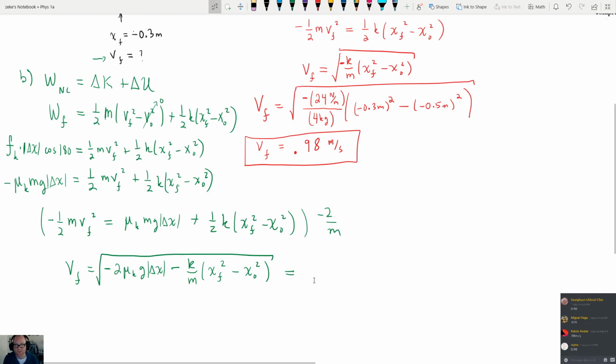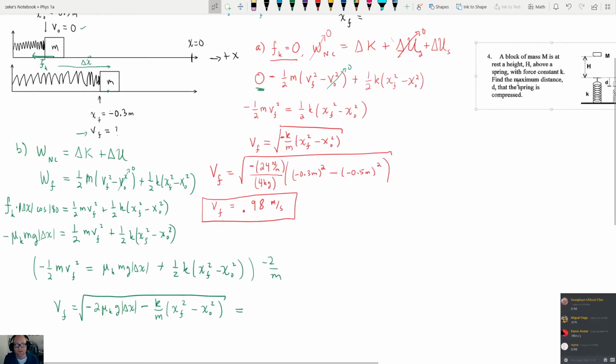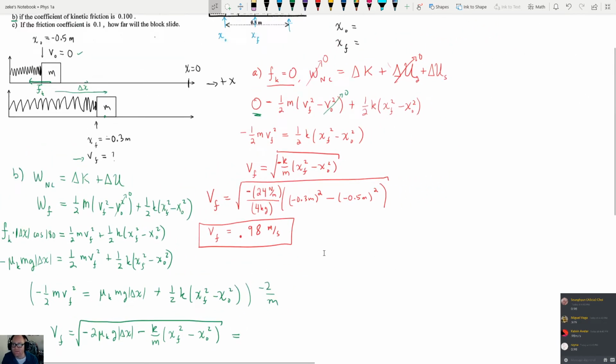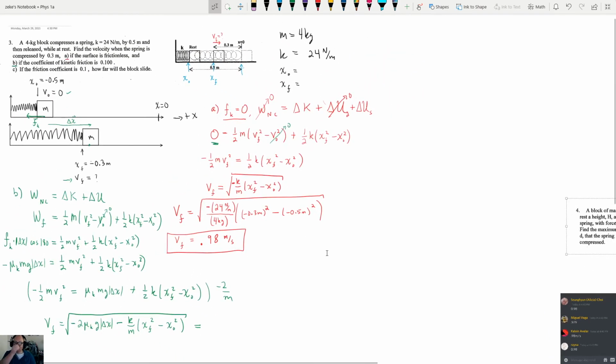Okay, let me just scroll back up a second and maybe zoom out a little bit. Does anyone have any questions about what we just did? It's really just a bunch of algebra, honestly. And if you hate algebra, you can always plug numbers in earlier if you want to.